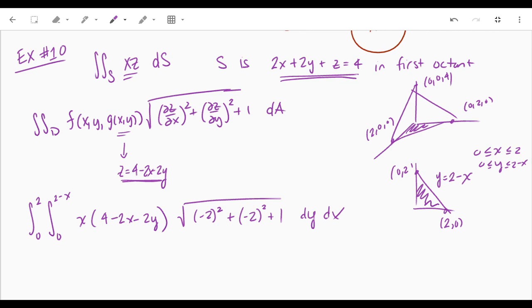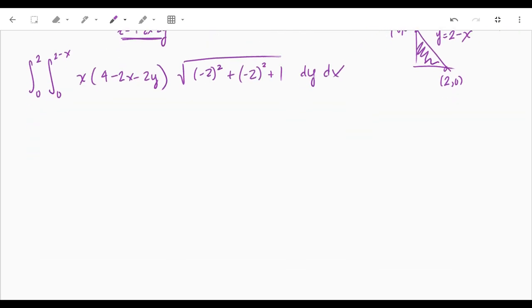Okay. So let's simplify this a little bit here. First of all, we're going to take the square root of 5. I'm sorry. We've got 4 plus 4 plus 1, which is 9, the square root of 9. So we're going to take a 3 out of there. And we'll distribute that x. So we have 4x minus 2x squared minus 2xy dy dx.